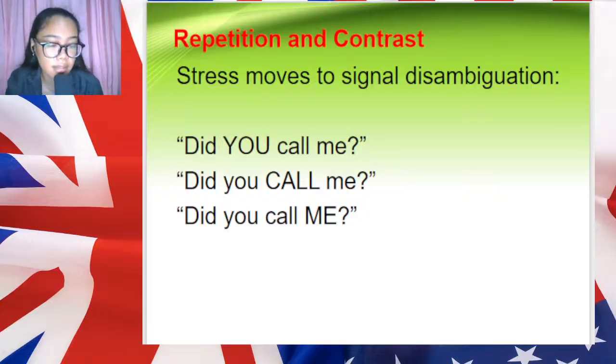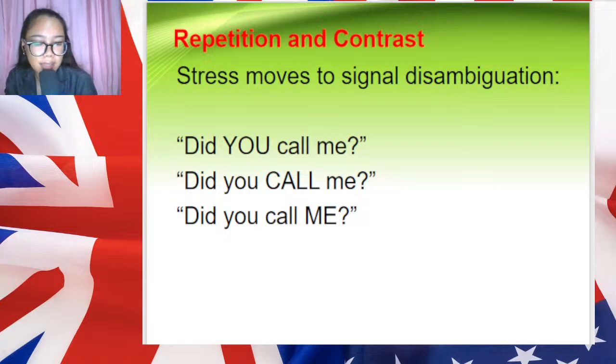Again, meaning changes depending on the word we stress. So this is a powerful tool in English. It allows us to repeat the same sentence and convey completely different ideas, different intentions, and even emotions just by shifting our voice, just by giving different emphasis in the sentence. So let's break it down. Let's have the first one.